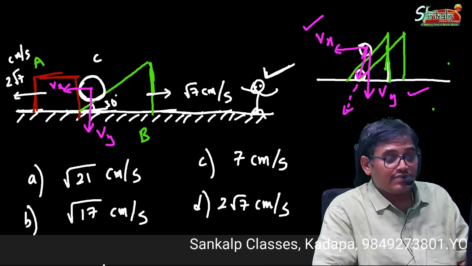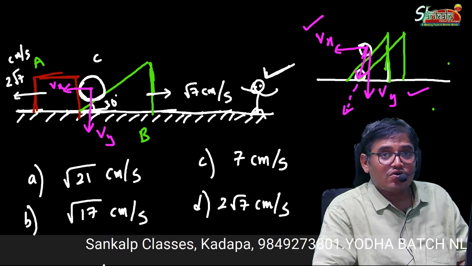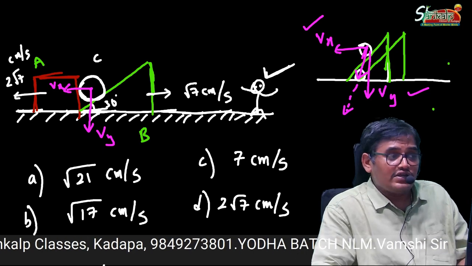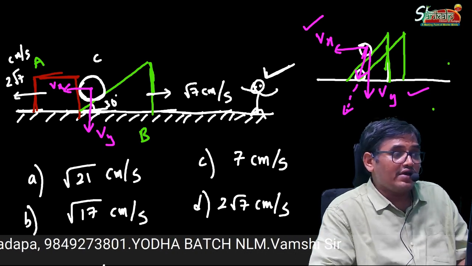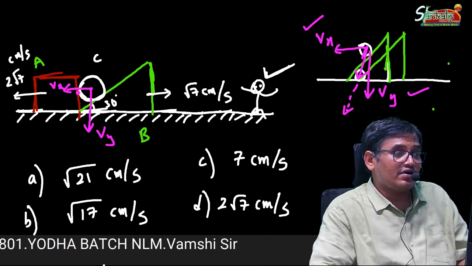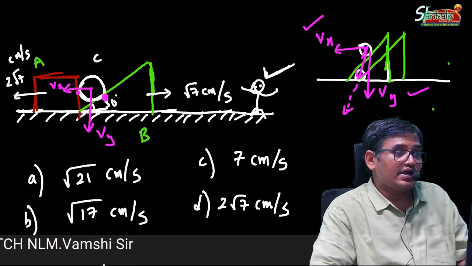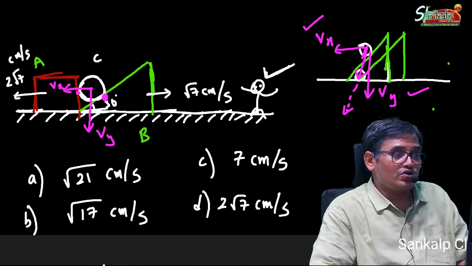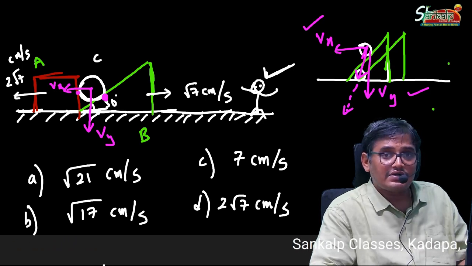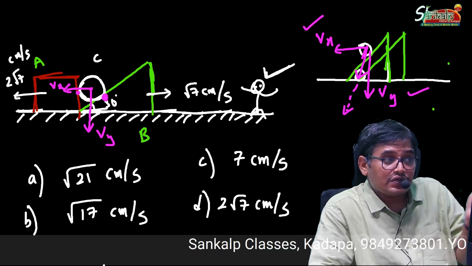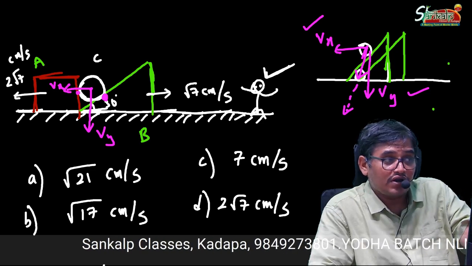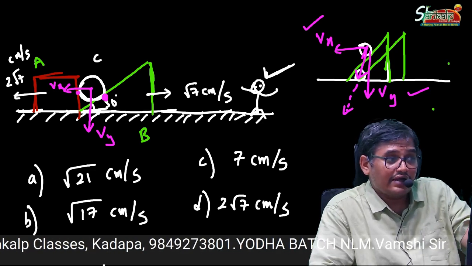You are able to understand, my dear children? Is it clear or not? After doing this, what are you supposed to do? How many contact surfaces are there? Red and white, green and white. Two normals you should draw, two perpendiculars. Along those perpendiculars, you resolve the components of the velocity of A and C.